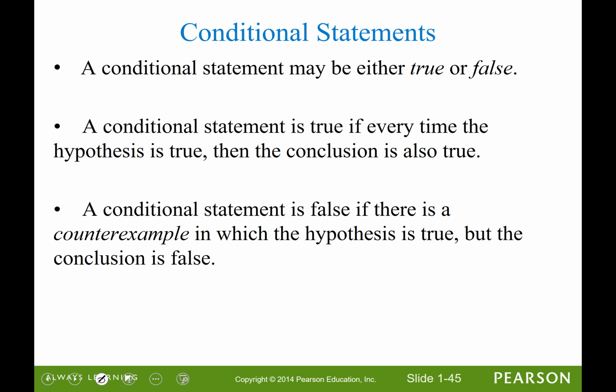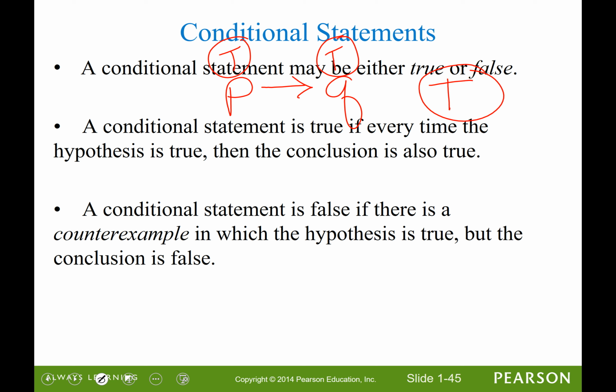A conditional statement can either be true or it can be false. A conditional statement is true if every time the hypothesis is true, then the conclusion is also true. So if you have lowercase p implies q like that, and if every time your hypothesis is true, so the truth value on lowercase p is true, then your conclusion is also truth value of true, then the overall conditional statement has a truth value of true overall.